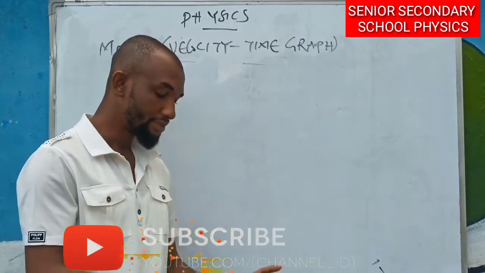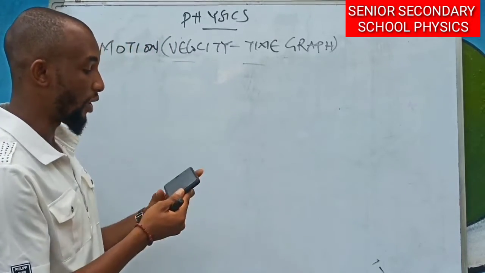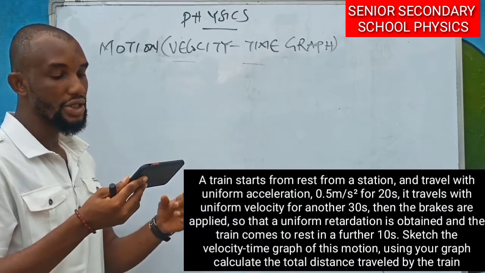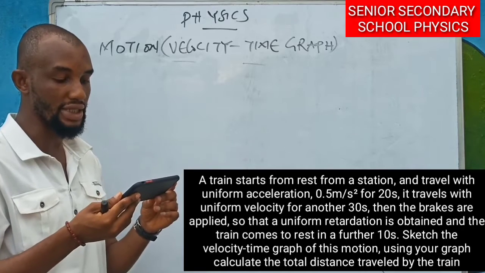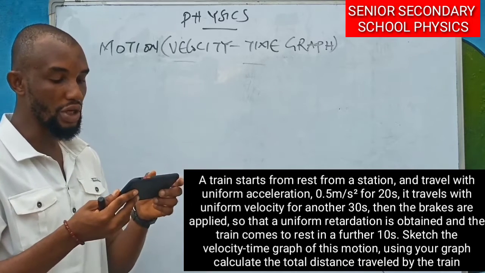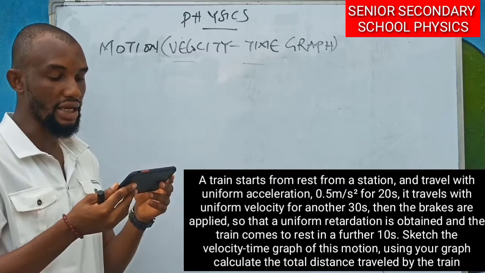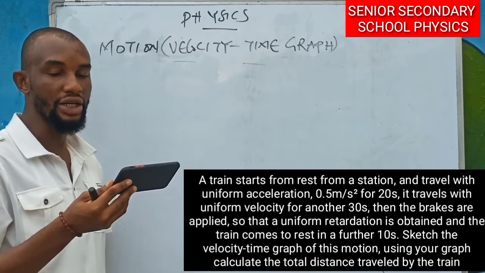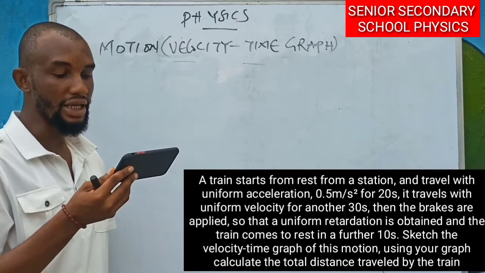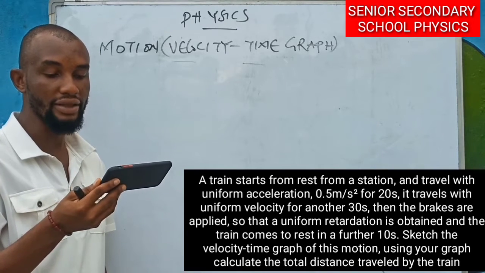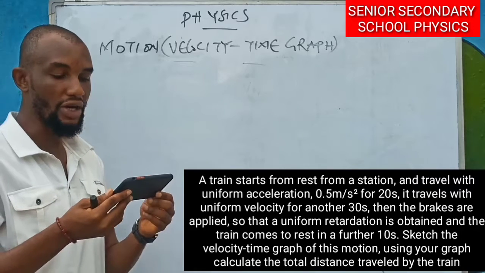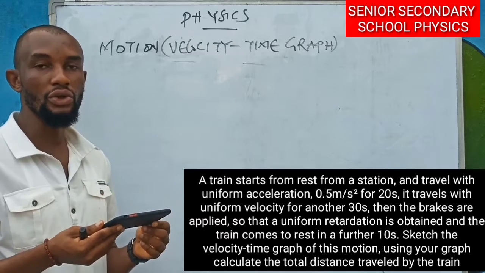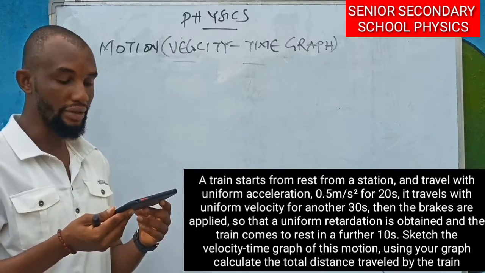Now let's take a ride. A train starts from rest from a station and travels with uniform acceleration 0.5 meter per second square for 20 seconds. It travels with uniform velocity for another 30 seconds. The brakes are then applied so that a uniform retardation is obtained, and the train comes to rest in a further 10 seconds. Sketch the velocity time graph of this motion. Using your graph, calculate the total distance traveled by the train.